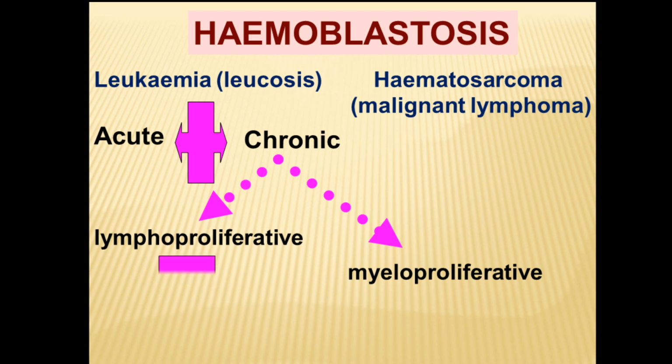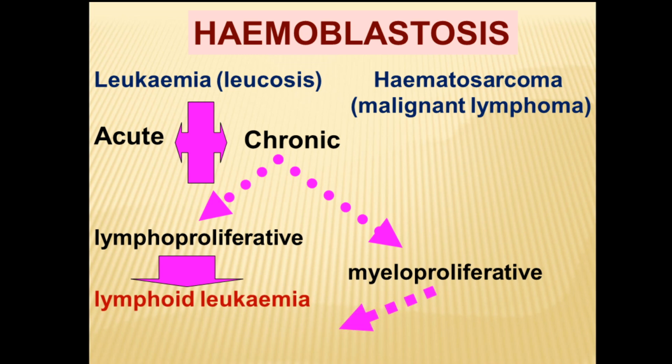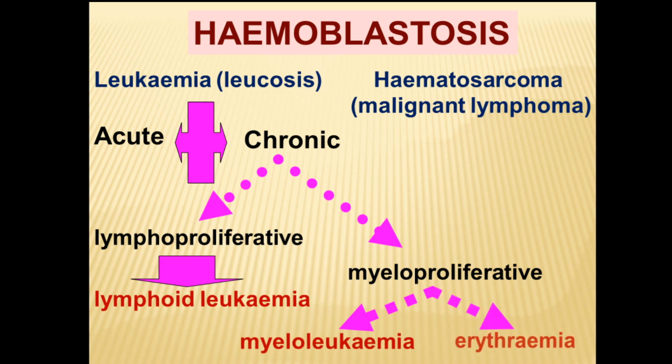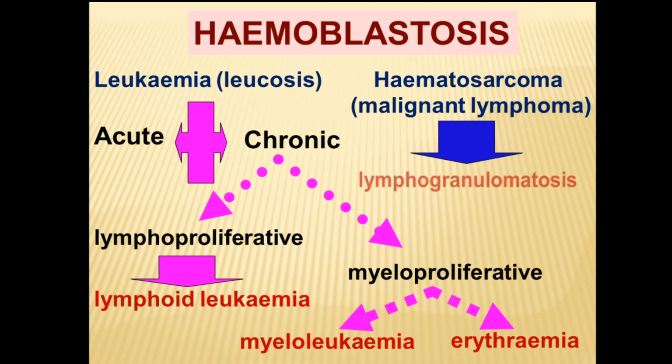An example of lymphoproliferative leukemia is lymphoid leukemia. Myeloproliferative leukemias are myeloleukemia and erythremia. We'll talk about hematosarcoma on the example of lymphogranulomatosis.